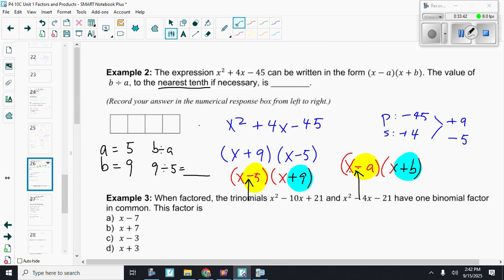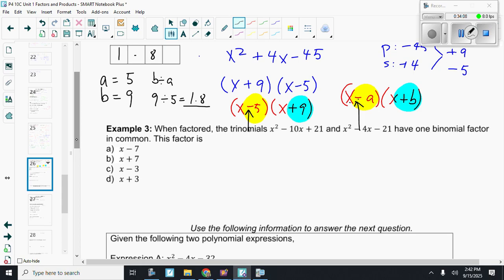Okay, when I'm doing these, I want you guys to be doing the math with me, not just letting me do all the math. What did you get, Ruby? Yeah. Okay, the answer is 1.8. Each digit just takes a space in the numeric response, and the decimal gets its own box. All right.